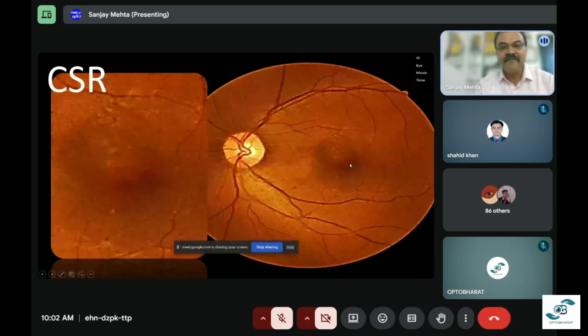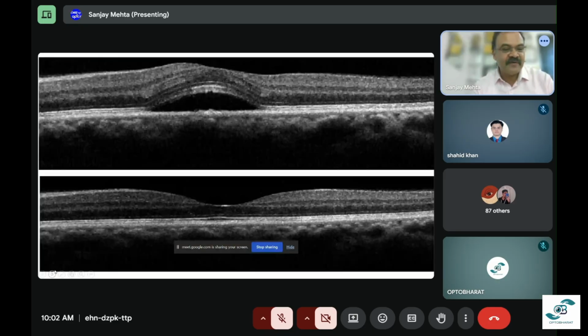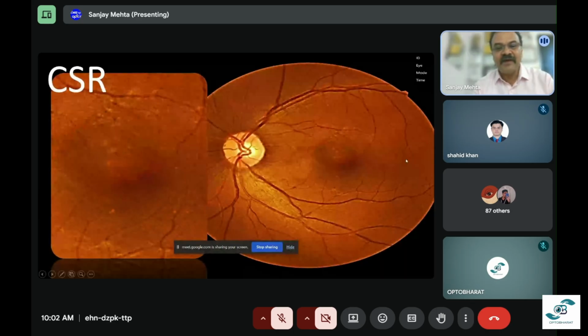Sorry, one more thing I forgot to tell, how to identify. There's always a confusion about which is the right and which is the left eye, as far as the retina picture is concerned. This optic nerve, as you can see here, is on the left side of the picture. So that is the left retina, and the macula is on the right. This is a very easy way to identify whether the picture is of the right eye or left eye.